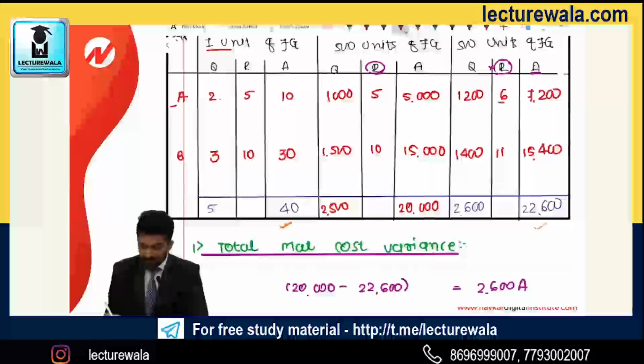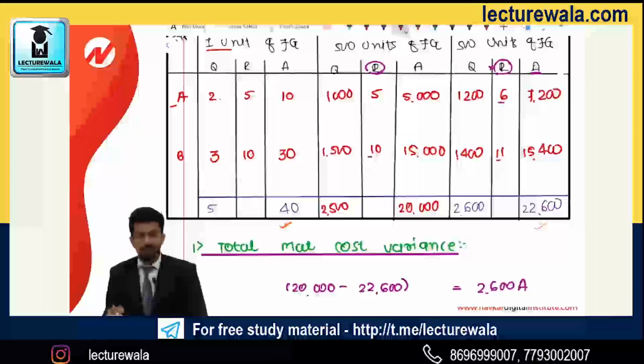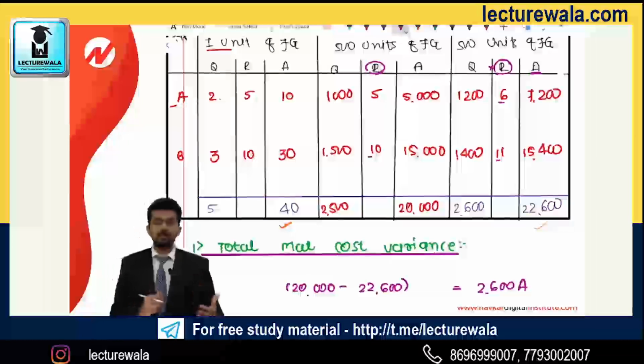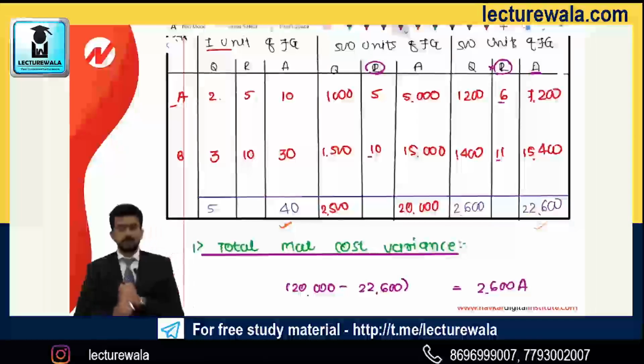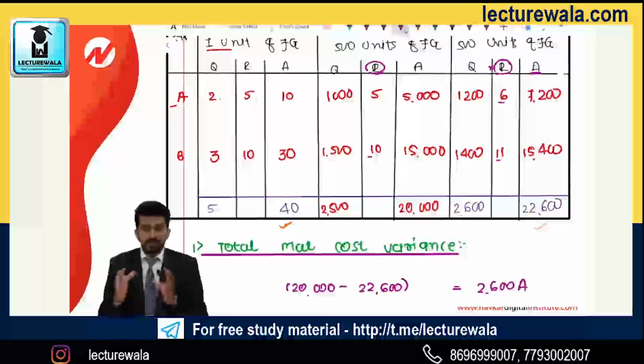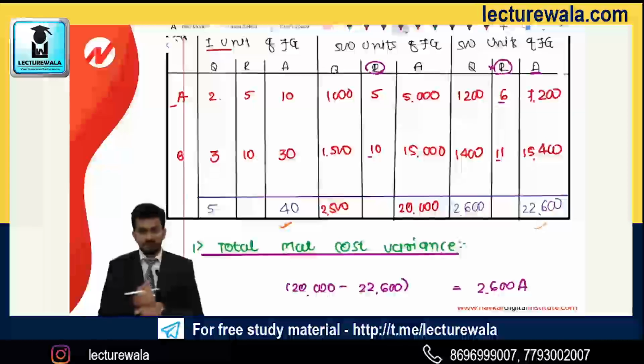Instead of 5, we purchased at 6. Instead of 10, we purchased at 11. So we have paid higher prices. Now, basically, procurement is the job of the purchase manager. And I want to investigate who has done this murder, who has murdered my profit to the extent of 2,600.